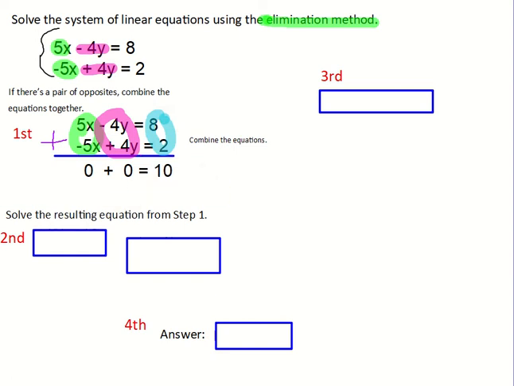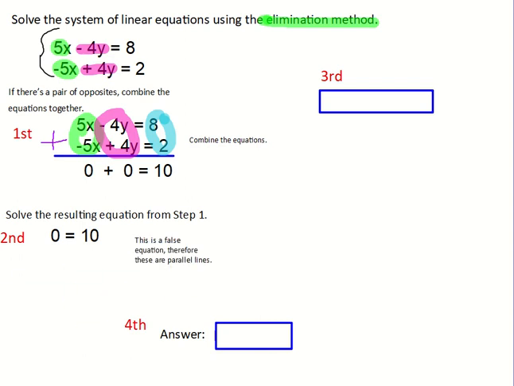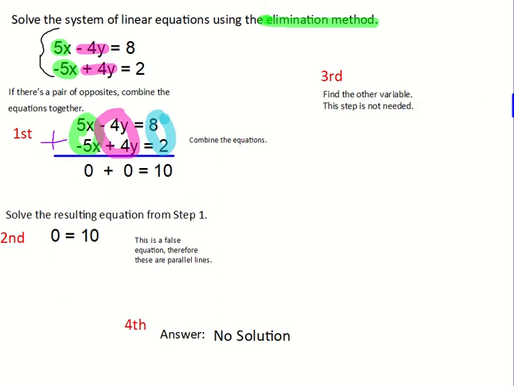So, go on to the second step. Solve the resulting equation from step 1. Well, notice 0 plus 0 is just 0. So for my equation, I actually just have 0 equals 10. So I'm going to write that down. In this equation, notice the following. This is a false equation. When you have two numbers that are not equal, that means it's a false equation. So therefore, we know these are parallel lines, and there's going to be no solution to this system of linear equations. And also note that third step, we did not need to do it. Okay, so that wasn't even necessary here.